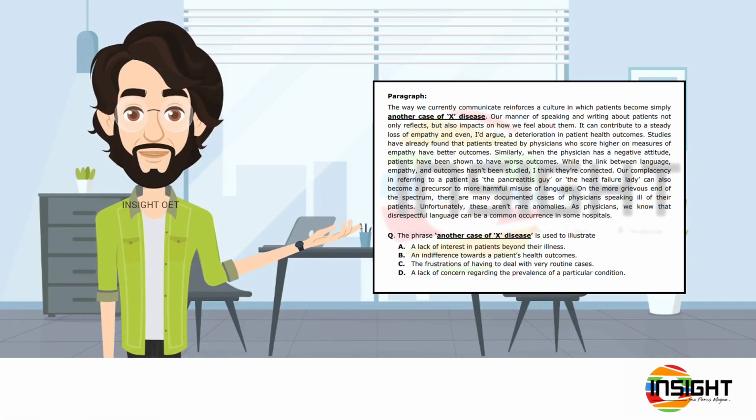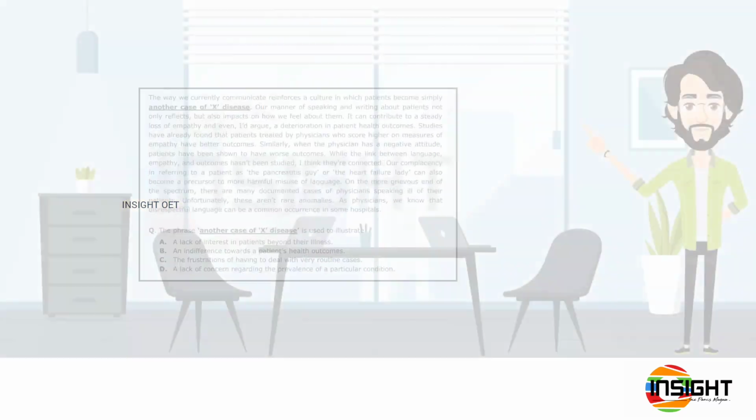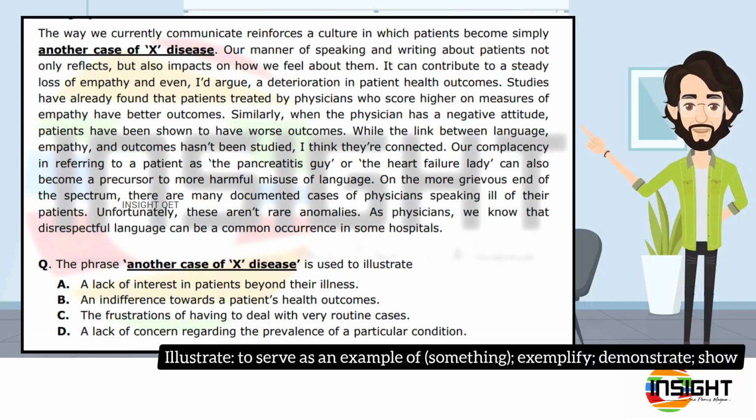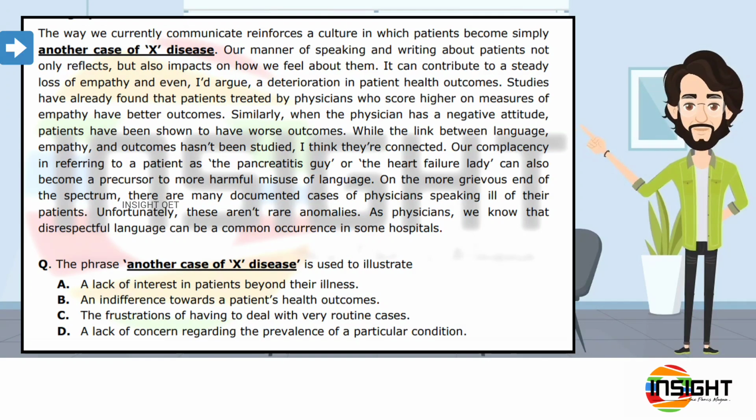So guys, time up. Let's check your answer. The question is asking, the phrase, another case of X disease, is used to illustrate what? After skimming and scanning, we can find the phrase in the first sentence.